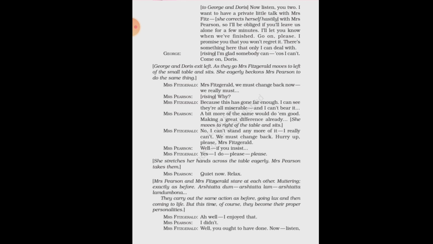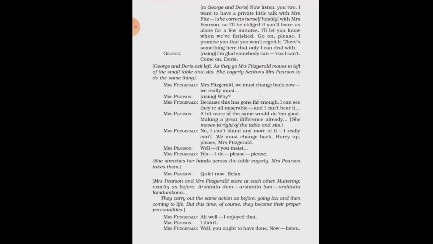So, in this conversation, they are planning to change back to their former bodies, their original bodies. Mrs. Pearson and Mrs. Fitzgerald stare at each other, muttering, exactly as before. They carry out the same action as before, going lax, and then coming to life. But this time, of course, they become their proper personalities. So, finally, they chanted the prayer. They chanted the special prayer which they had already muttered earlier, and finally they changed back to their original personalities.